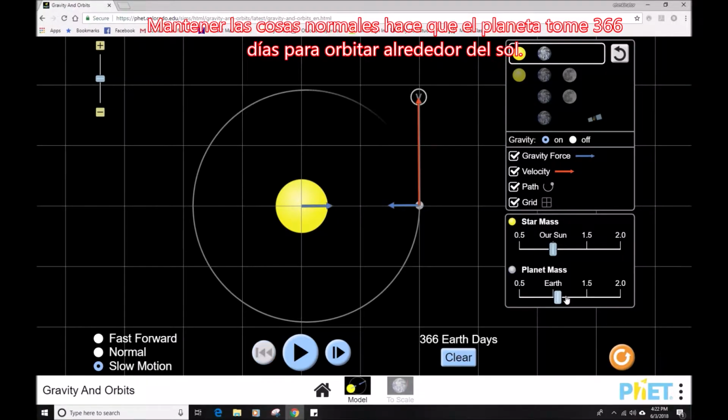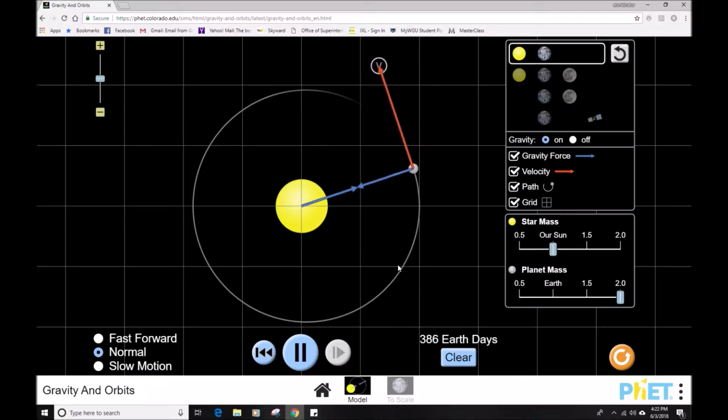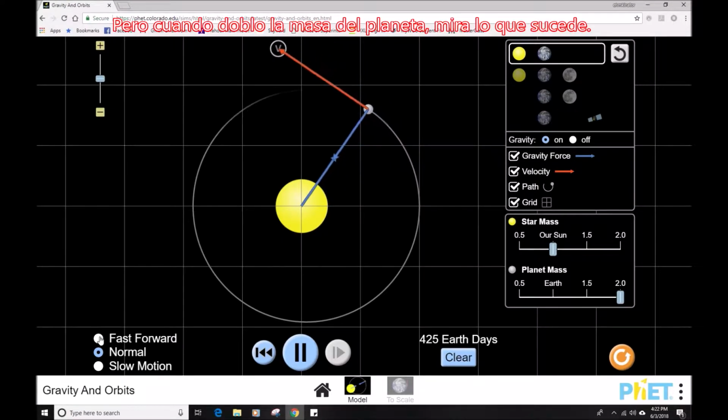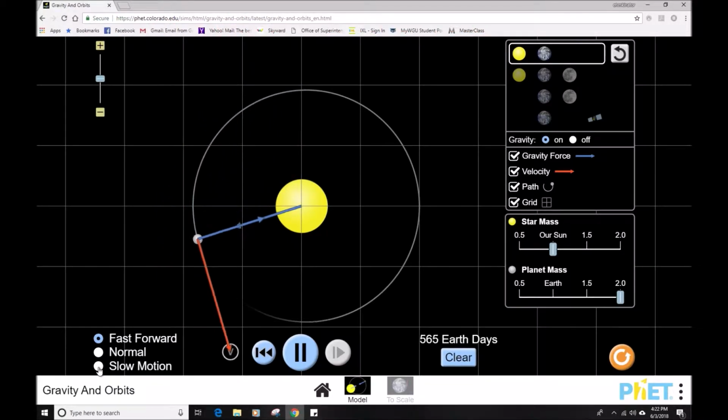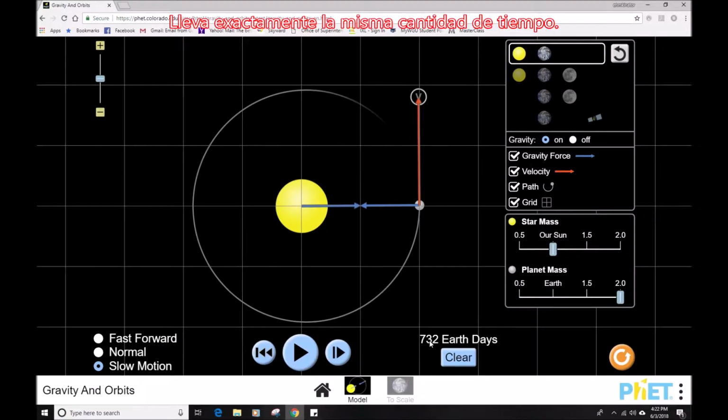But if I change the mass of the Earth, let's say I double it, you'd think you'd see a pretty big change, right? But when we play it, let's fast forward through there. As we come around again, go slow motion. So we should end up right around 732, 33 days. Boom. So it didn't seem to make a difference. Changing the planet mass didn't seem to change the amount of time it took to go around.